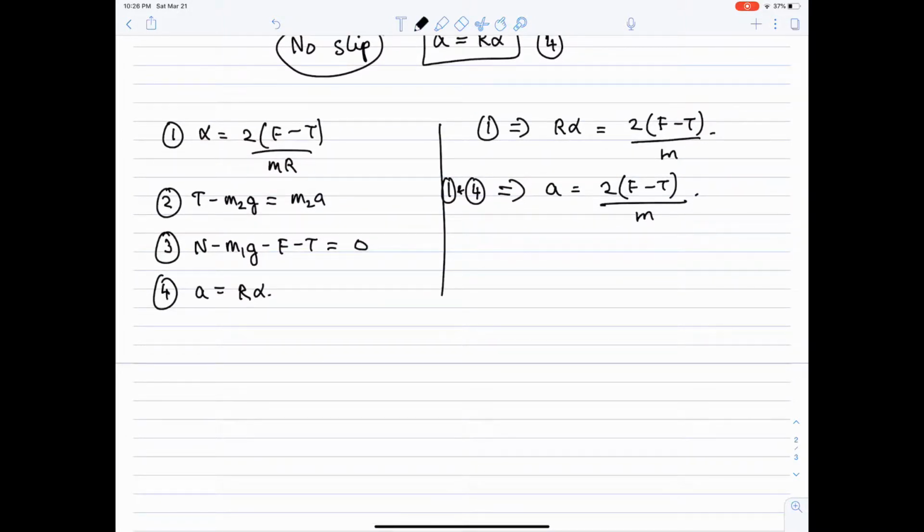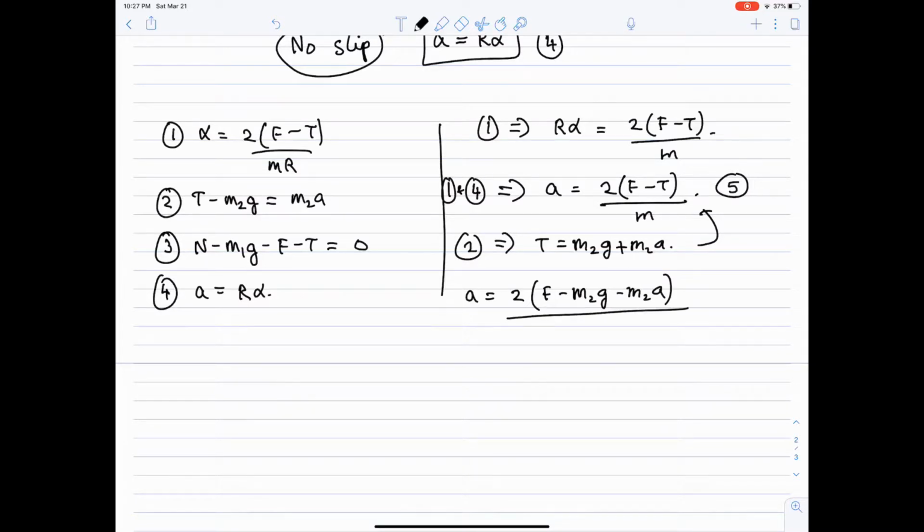And then we can substitute equation number 2 in there. So basically, let me erase this first. 2, if you rearrange it, implies T equals m2 g plus m2 a. And then we plug that back into this thing. Let's call that 5. So we have a equals 2F minus m2 g minus m2 a divided by m.